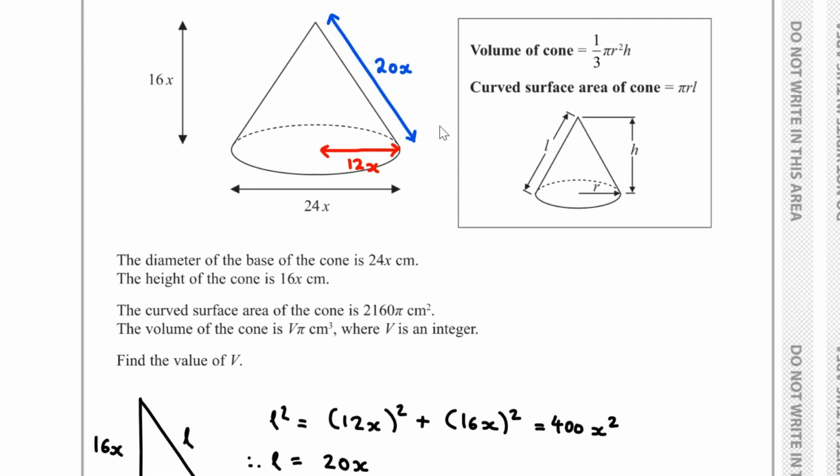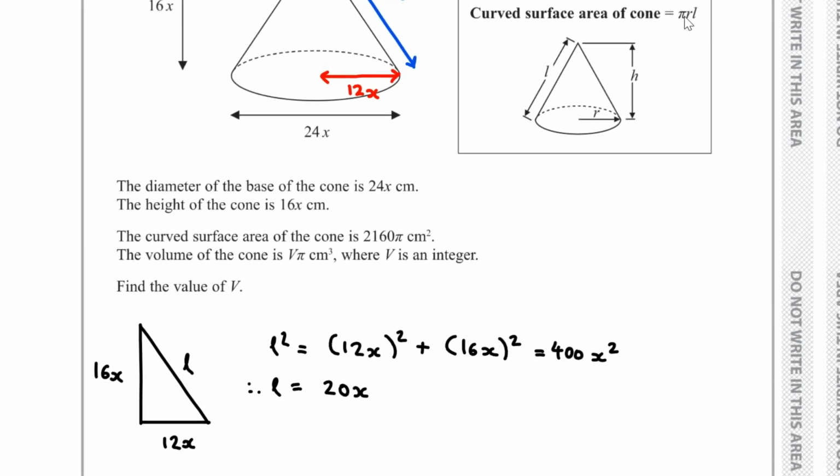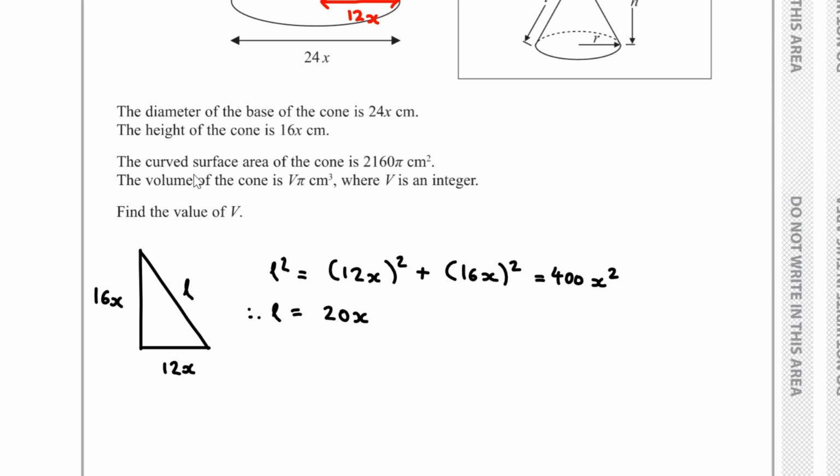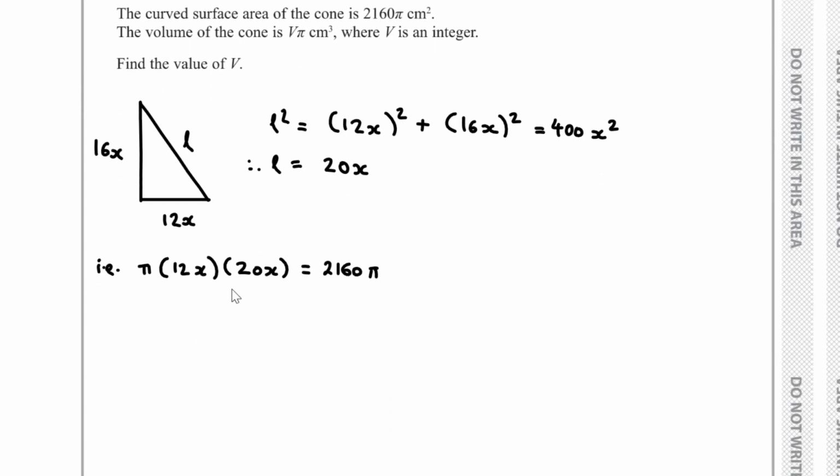So with this, we can equate this equation, the pi RL. Here we've got pi, R, which is 12, L, which is 20x. This is equal to 2160 pi. Now the pi's cancel on both sides, and 12 times by 20, that's 240.